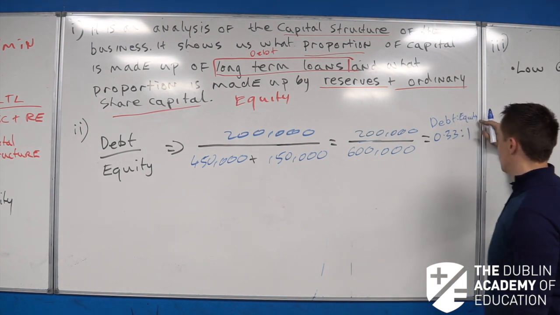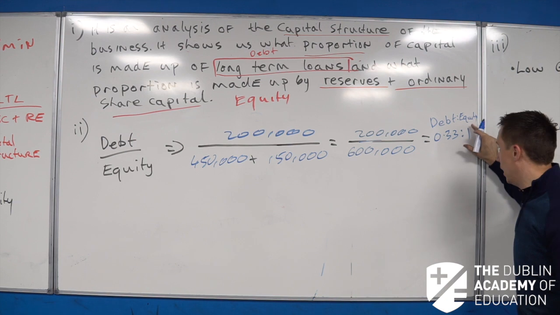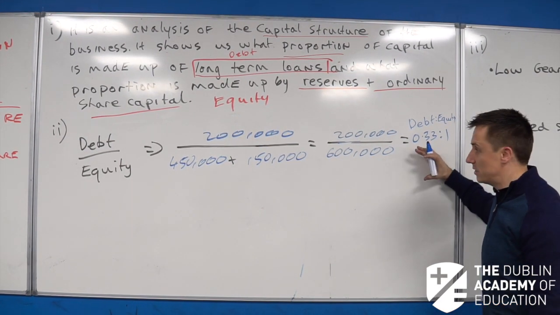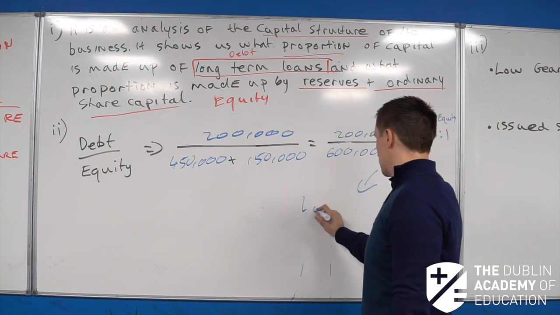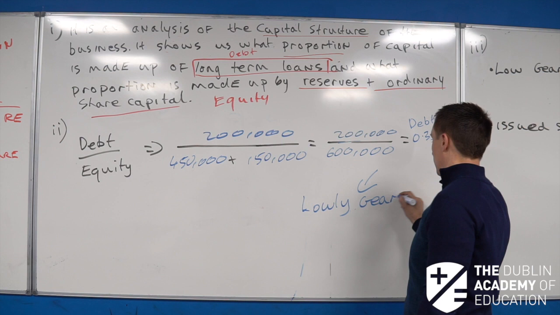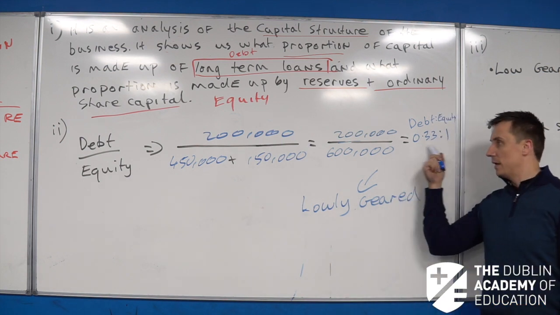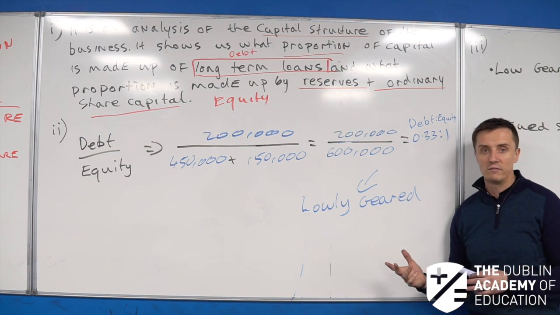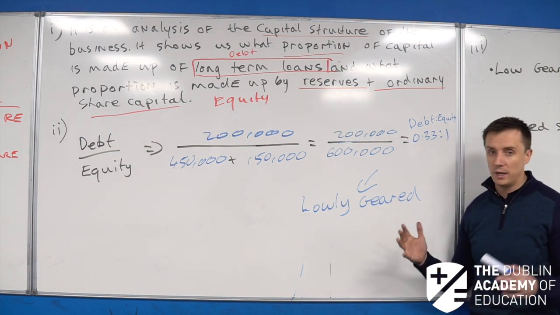So what that does, it shows us, right, for every euro that the owners of the business invest into the company, they borrow 33 cents. All right, this is really good news. If I own this business and I saw this, I'd be like, right, great. That means we're lowly geared, okay? We've a low amount of debt, considered to the amount of money we invest into the business itself. And that's a really good trend for a business. If they're lowly geared, it's good.